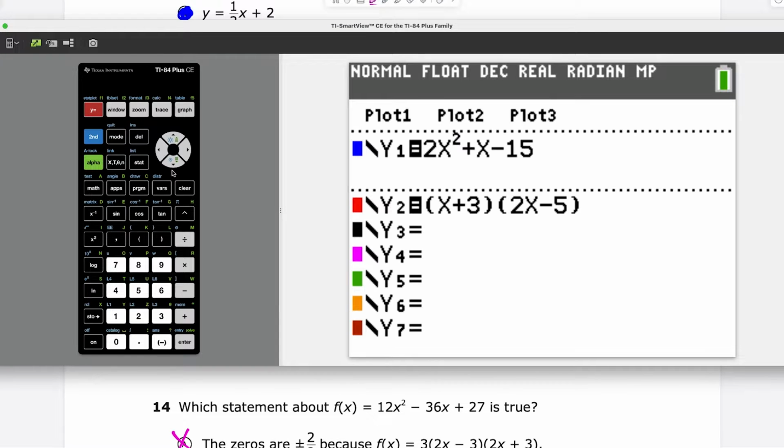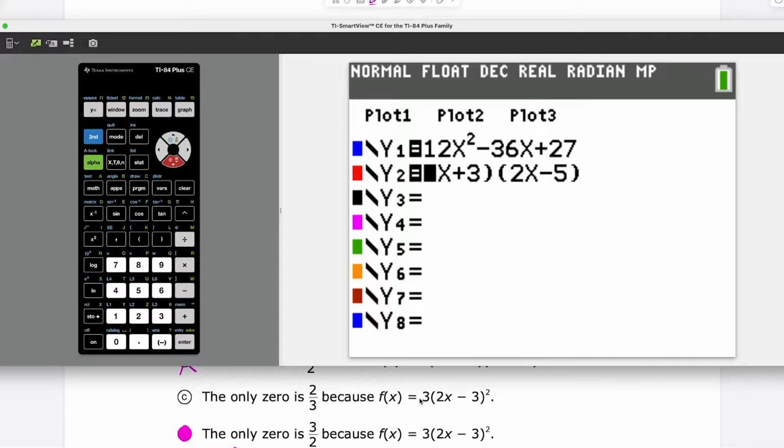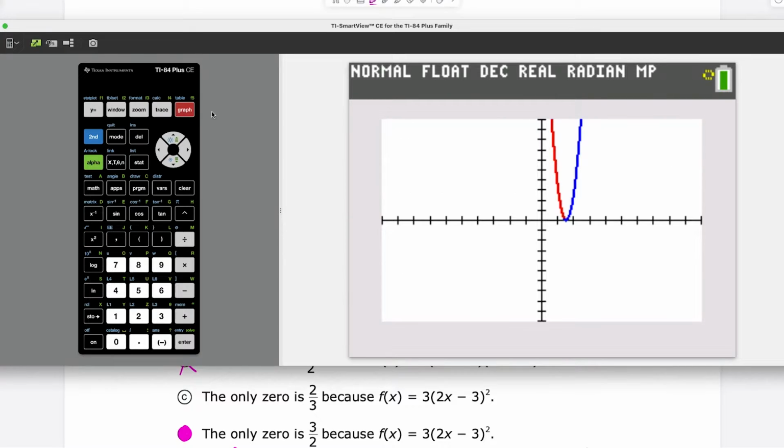Now, one thing I want to point out is we could just type in f of x over here. So I could type in 12x squared minus 36x and then plus 27. And what I could do is I could just type in all of the answer choices. So let's say I type in choices C and D, the f of x in factored form here. If I just type that in, the 3 times, and then we have 2x minus 3 squared. Notice that when we press graph here, we get the exact same function twice. Okay, so that's how I know these two functions here are equal, that we factored correctly.